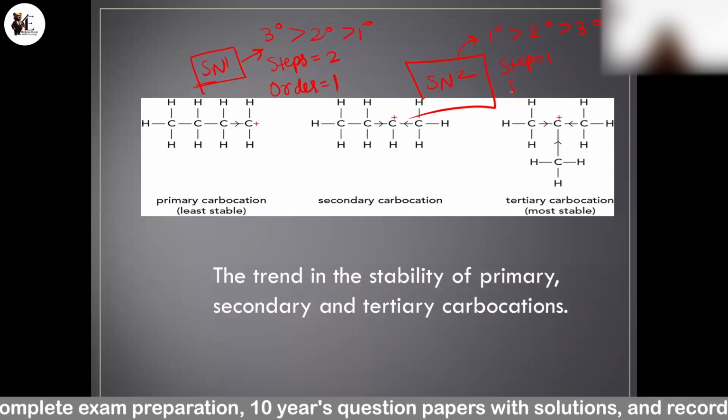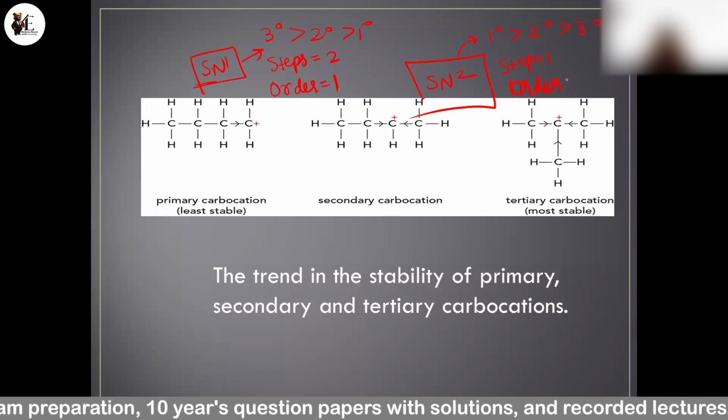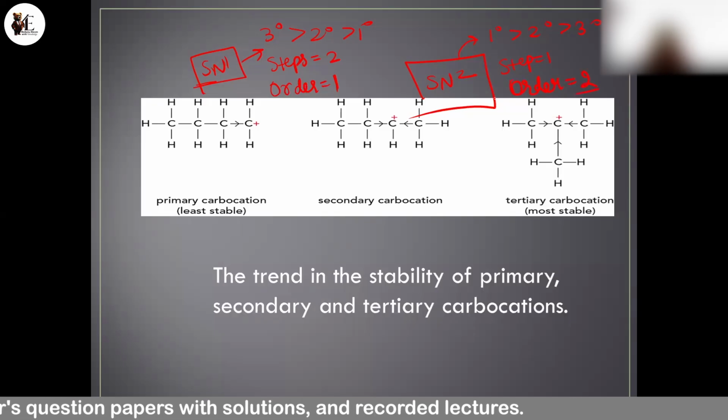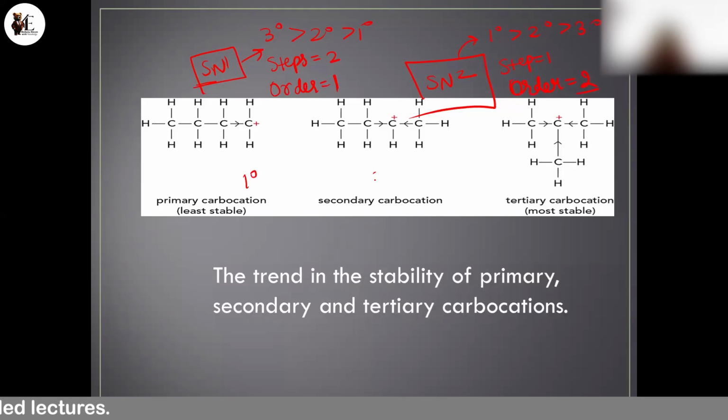But in SN2 reaction, its order is 2. Why? Because here the rate depends on the concentration of the halogenoalkane as well as the concentration of the nucleophile approaching. Okay. So here it is a primary carbocation, 1 degree, it is a secondary carbocation, it is a tertiary carbocation. You know which is more stable? 3 degree is more stable, then 2 degree, then 1 degree.